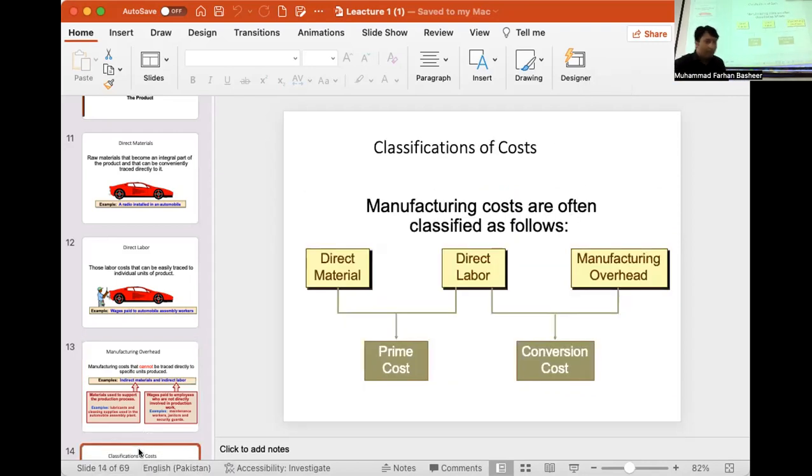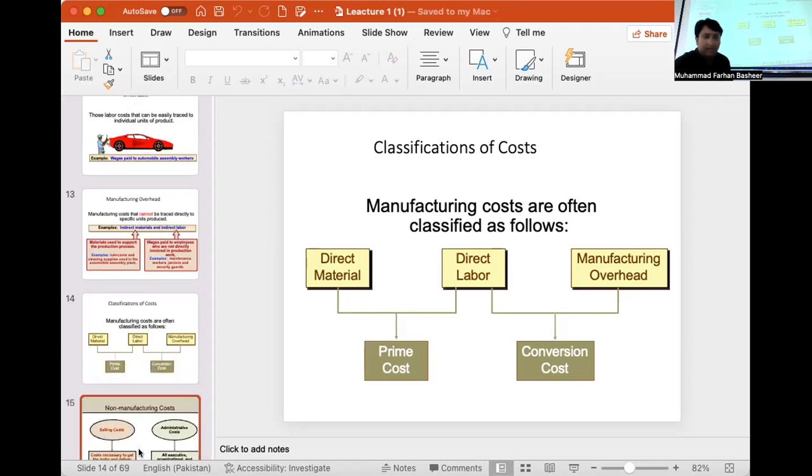Okay. So now there is another classification of cost, prime cost and conversion cost. Prime cost is the sum of direct material and direct labor. If we add these two costs, it is known as prime cost. And conversion cost is direct labor plus manufacturing overhead cost. Conversion means when we are converting material into a product. So direct labor and direct material is prime cost, and direct labor plus manufacturing overhead is conversion cost. You must remember that. I will explain them in the next class, inshallah.